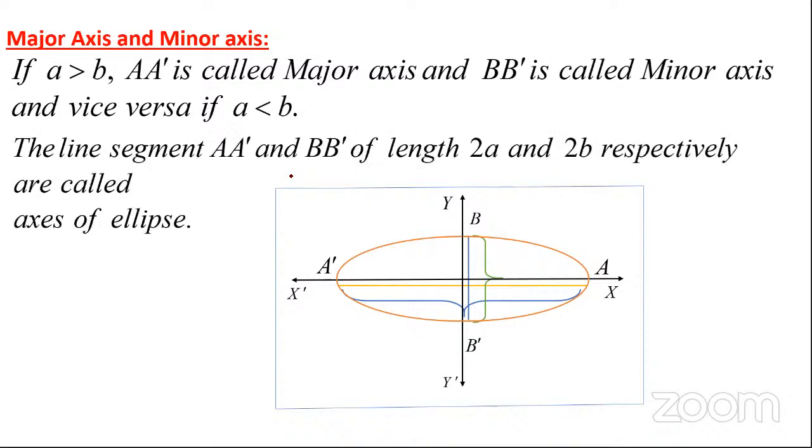I'm saying that if a is greater than b, a dash is called the major axis and b dash is called the minor axis, and vice versa: if a is less than b, a dash is the minor axis and b dash is the major axis. The line segments a dash and b dash, of lengths 2a and 2b respectively, are called the axes of the ellipse. So this is the major axis and the minor axis.